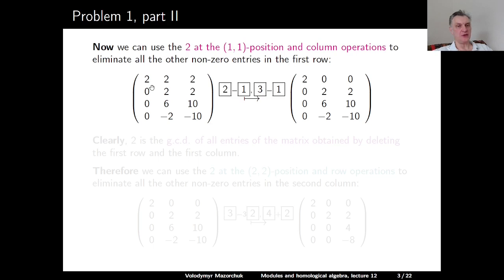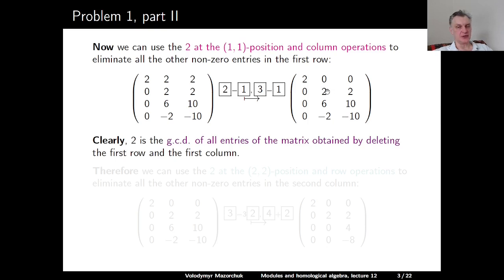Here, we can use the element 2 in position 1, 1 and elementary column operations to kill all other elements in the first row. And we get the matrix 2, 0, 0, 0, 2, 2, 0, 6, 10, 0, -2, -10. Now again, it is clear that this number 2 is the greatest common divisor of all entries of the matrix, which is obtained when we delete the first row and the first column.